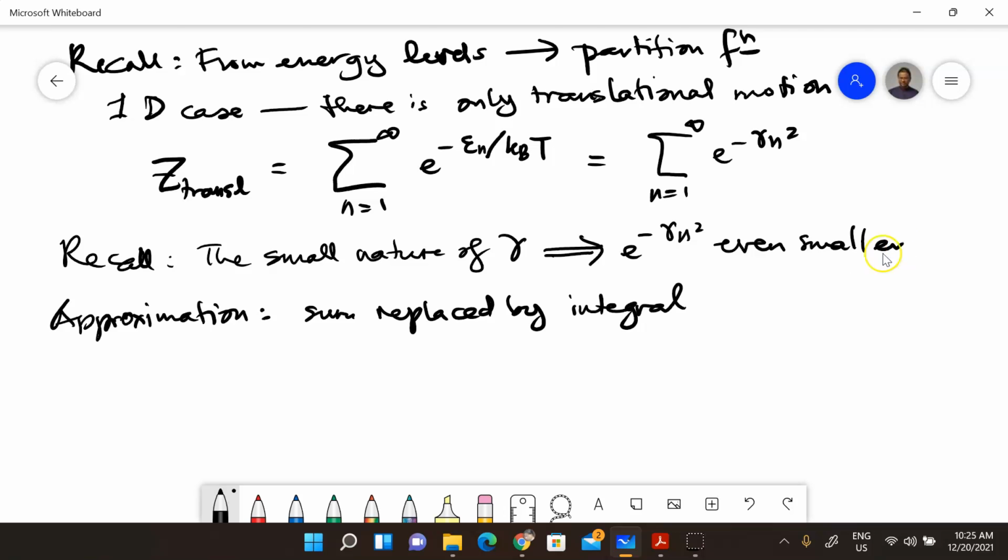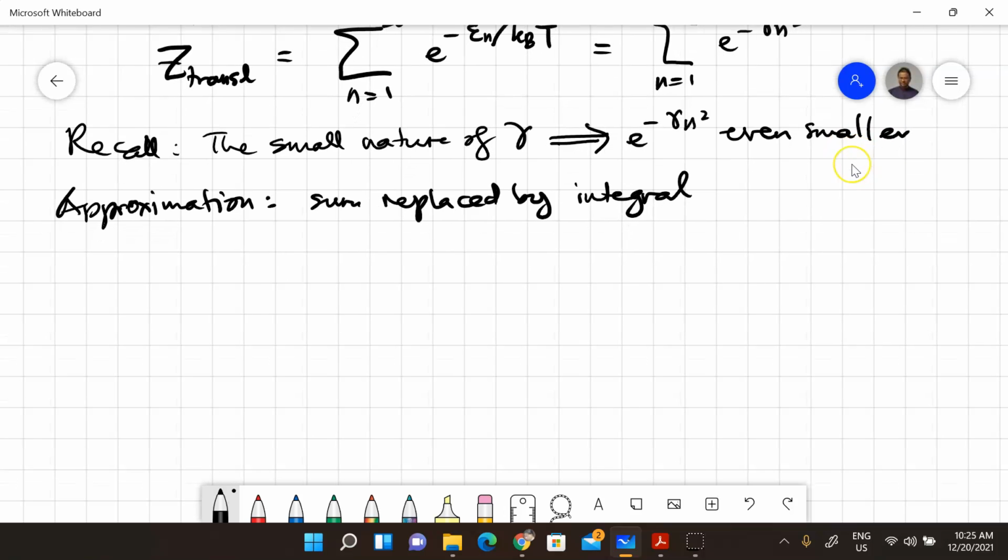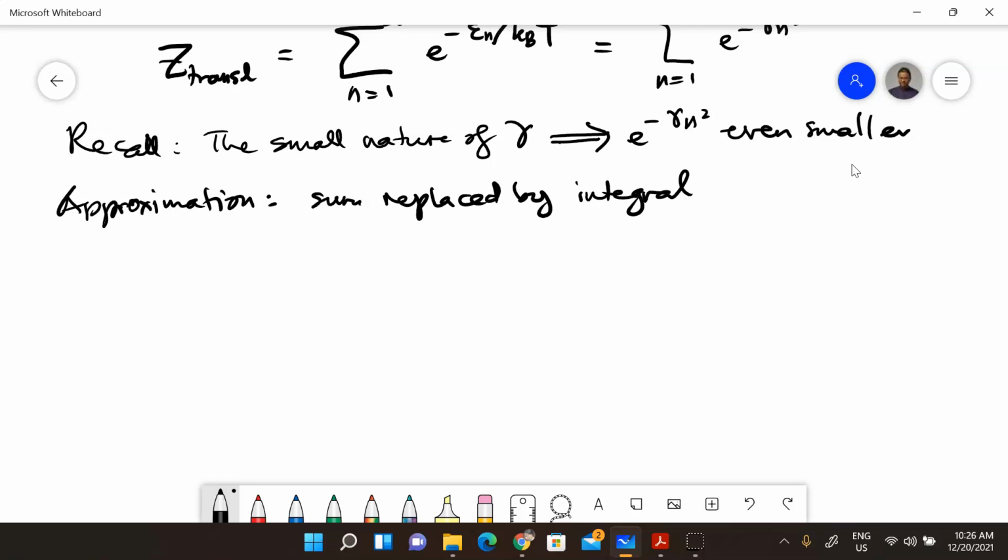Because going from one level to another is just a small number, what we're going to do is write down your Z translational, which is initially that sum, to be roughly given by the integral from 0 to infinity of exponential minus gamma n squared dn. And this is just an integral over the Gaussian function.